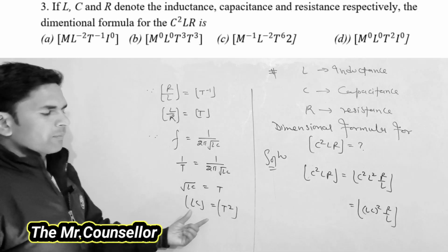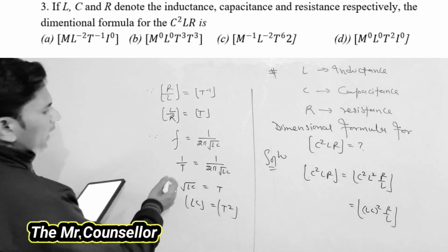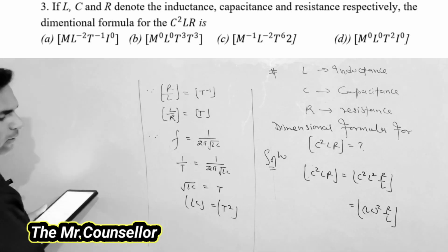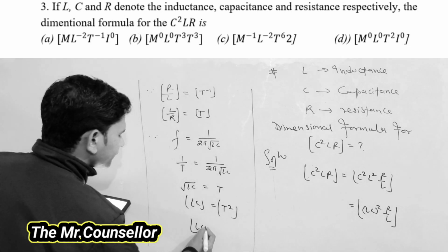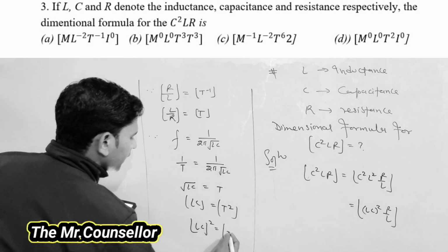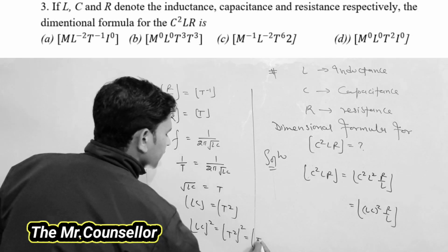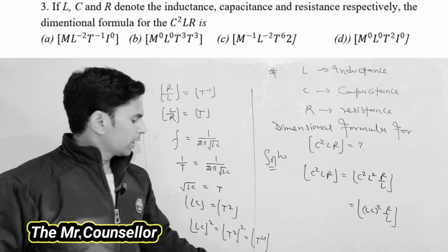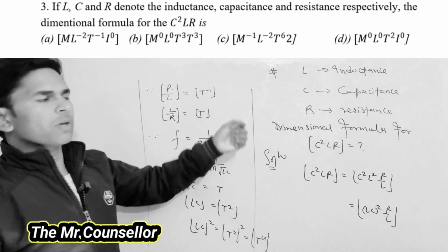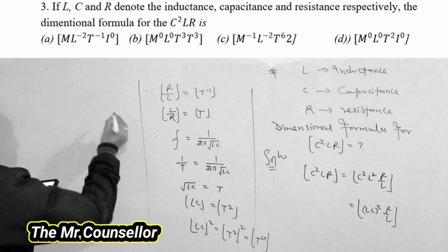Like this. But here we have LC square. So what can you consider here? LC square means you can write T square square. It means you can write here T power 4. Is it okay or not? T power 4. Now you can place this value here.